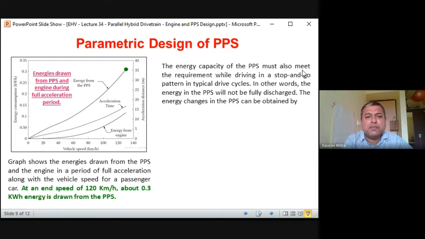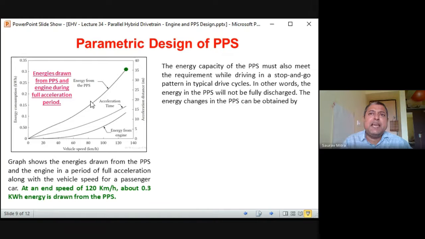So the energy capacity of the PPS must also meet the requirement while driving in a stop and go pattern in the typical drive cycle within the city. In this case, the engine does not much come into the picture, because huge power is not required to drive the vehicle. The vehicle is within the city and is not running with huge acceleration or huge power. So in that case, PPS only drives the vehicle, and regenerative braking happens that charges the PPS. So this is the second case.